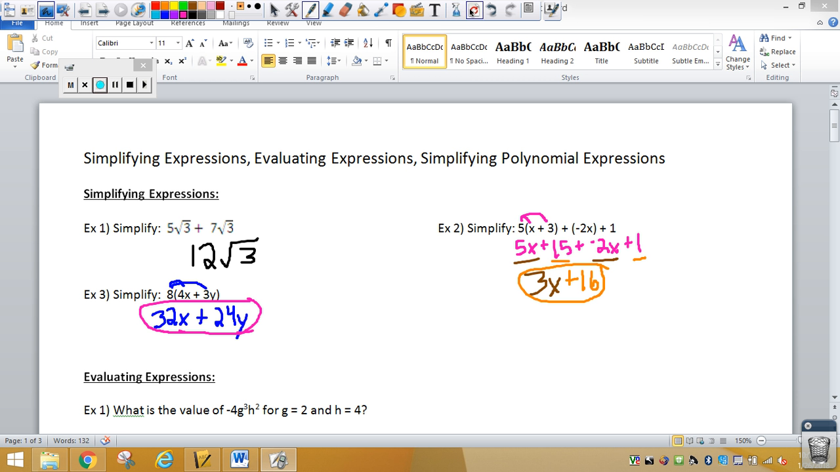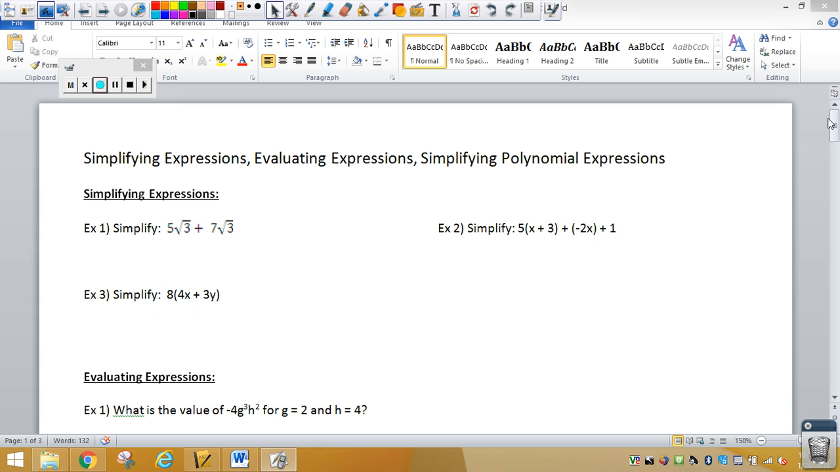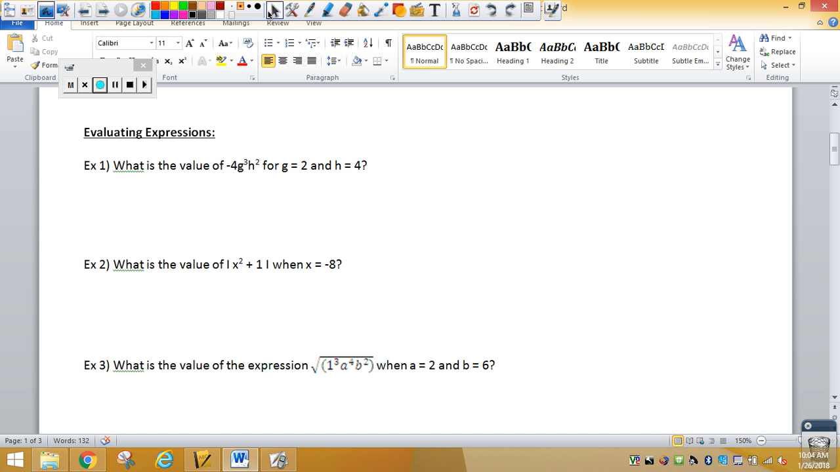Okay, let's go down to this next part. Number 1, it wants us to plug in the values we know. So I'm going to start here. I'm going to bring this down. I have a negative 4. The next letter is a G, but if you look right here, I know G. G is 2. So I'm going to do 2 to the third.